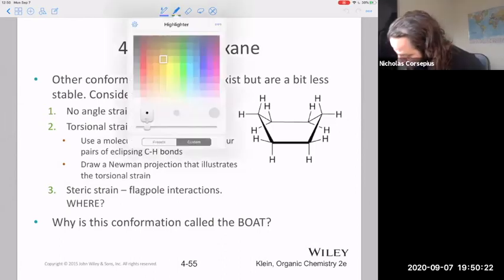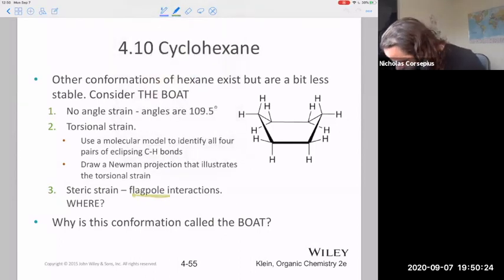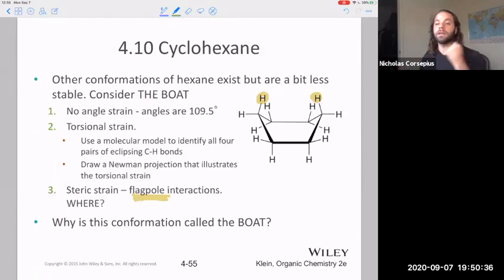So one of the most obvious ones are what are called the flagpole interactions, and that is steric clashes. So even worse than torsional, right? Torsional just means that you have those eclipsed bonds. Steric clashes are atoms actually sort of bumping into one another. And that occurs at what's called the flagpole position.